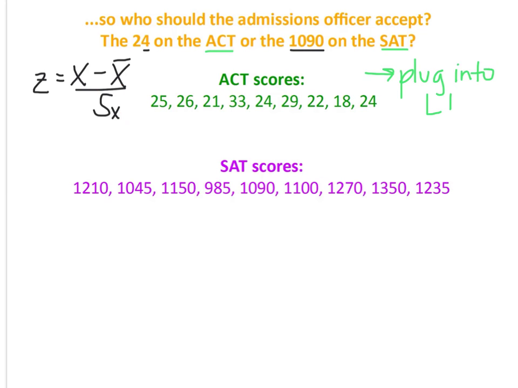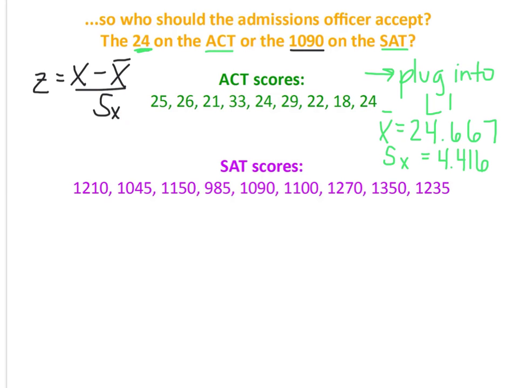So I plug these 9 numbers into L1, and when I do, I get that the mean, or x bar, is 24.667, and the standard deviation is 4.416. So I have my x, I have my x bar, and I have my SX, or my standard deviation.